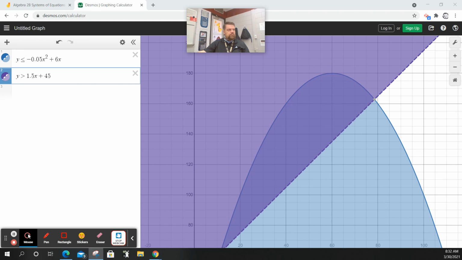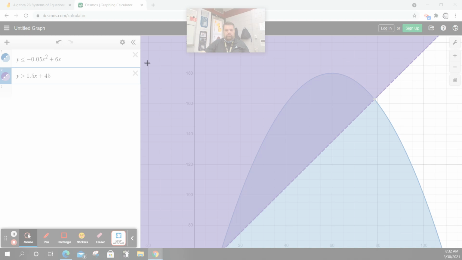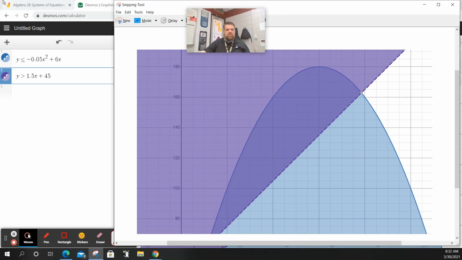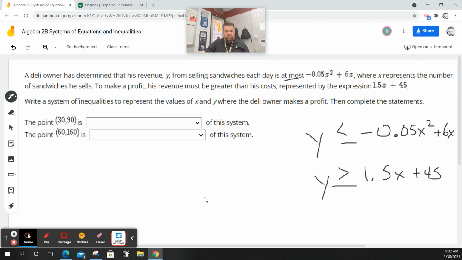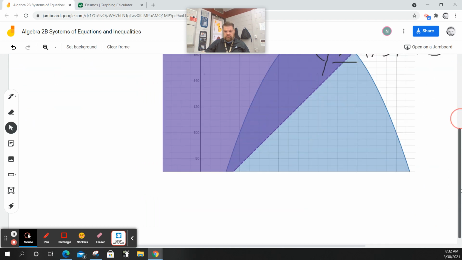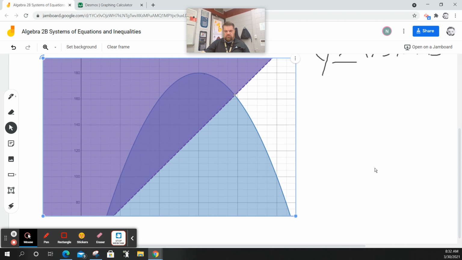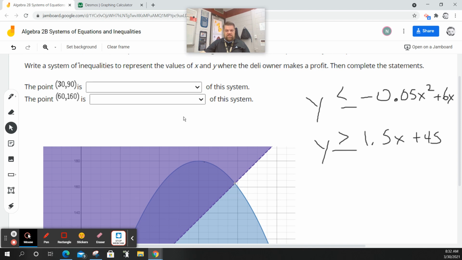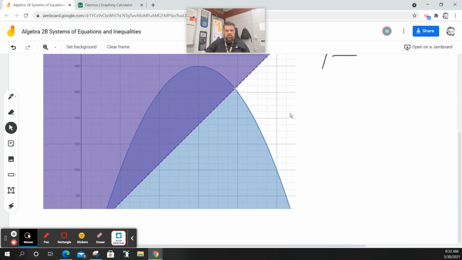I'm looking at two screens. It's throwing me off. So this is the graph we're looking at. All right, and we're comparing 30, 90 and 60, 160, and we're determining if it's viable or not.